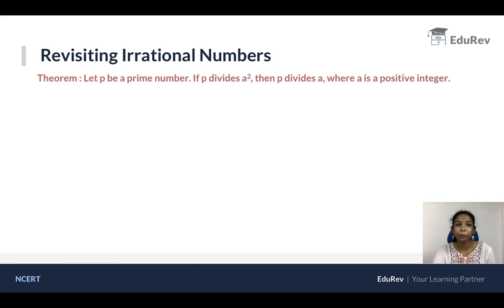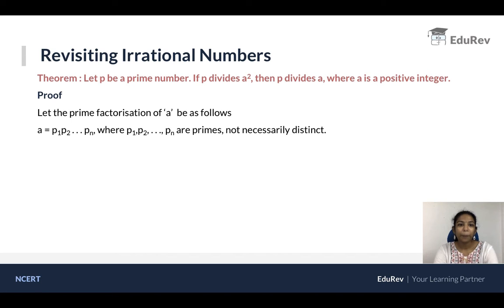So now look at the proof. The prime factorization of A is as follows: A is equal to P1 into P2 into and so on till Pn, where P1, P2, P3 and so on till Pn are primes, not necessarily distinct. So how are they writing it as A equals P1 into P2 into P3 and so on till Pn, and they are not distinct? That means they are not different. How are they writing that?